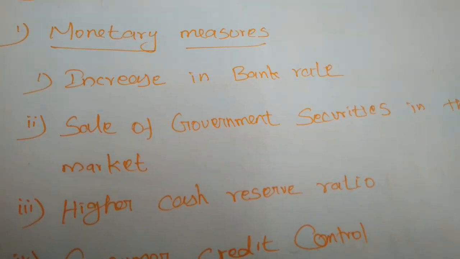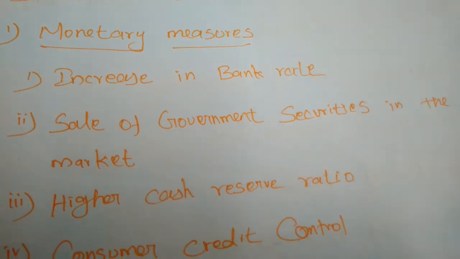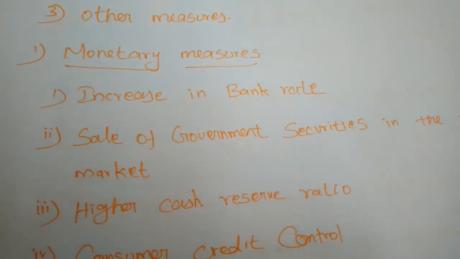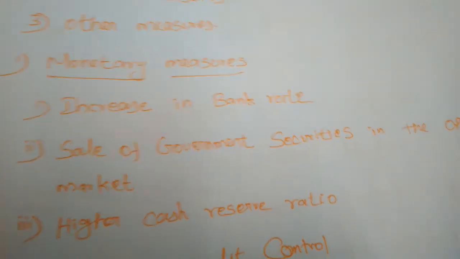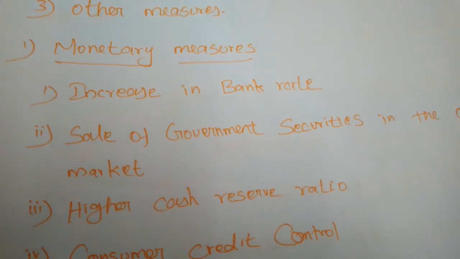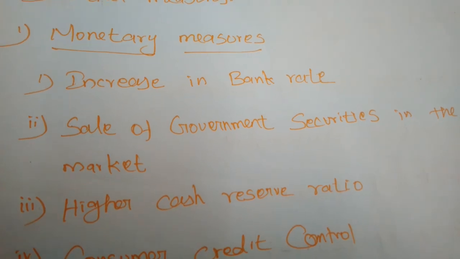Then demand will be reduced. On the basis of the reduced demand, the price of the commodities will be reduced considerably. So the Reserve Bank of India normally increases the bank rate.